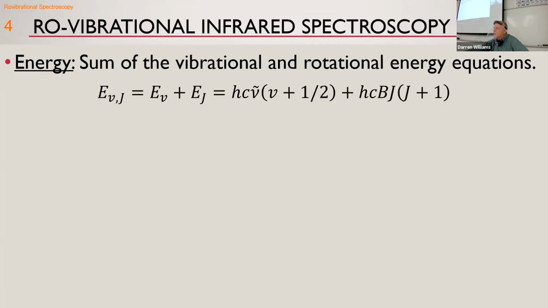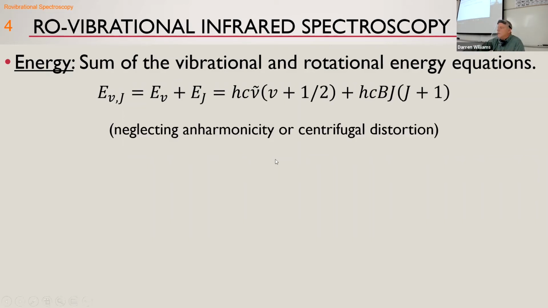The energy equation is the sum of the vibrational and rotational energy equations. This is for that energy level diagram. These would be the energies: the energy of vibration plus the energy of rotation. If you're going to do the selection rule, I mean the transition equation, then you need to take the differences of these. And there are some things this neglects. It neglects the anharmonicity for the vibrational modes, and it neglects centrifugal distortion for the rotation.